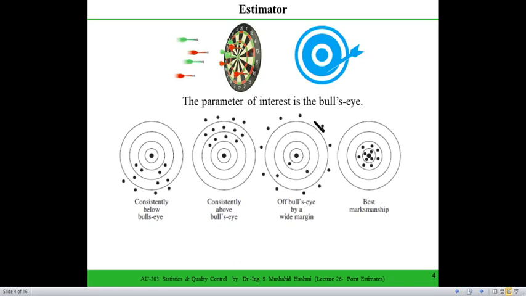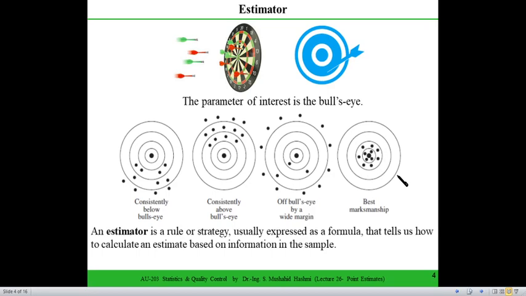So it means there are different possibilities for your estimation. Once you are experienced, most of the attempts would be close to the center. That is what is actually intended. All the time this would be your best marksmanship. It means you are trying to mark at the center. So this would be the ideal case.